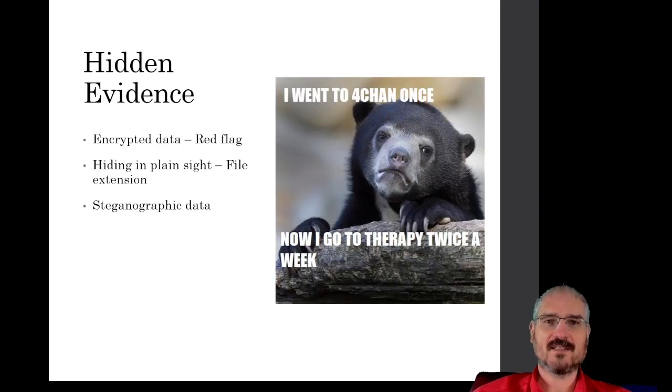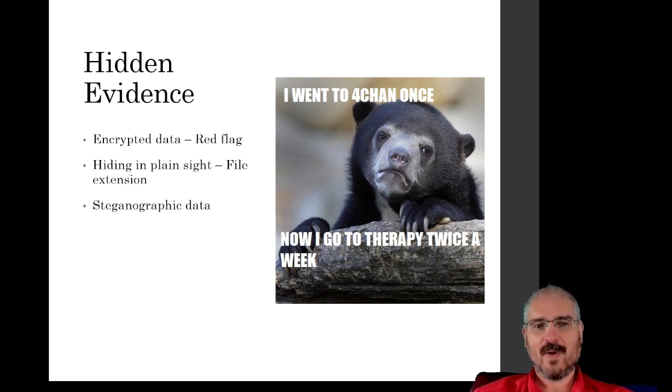All right, so we've talked about deleted evidence. We've talked about forgotten evidence. Now, the third kind of evidence we're looking for is hidden evidence. And this is evidence that the bad guy has on their drive and they know that they don't want anybody to see it, so they hide it somehow.